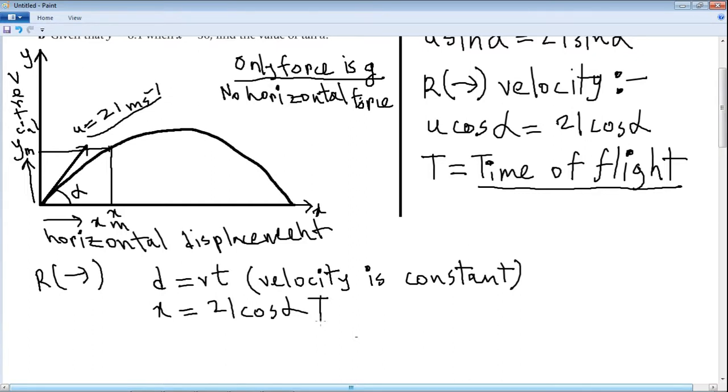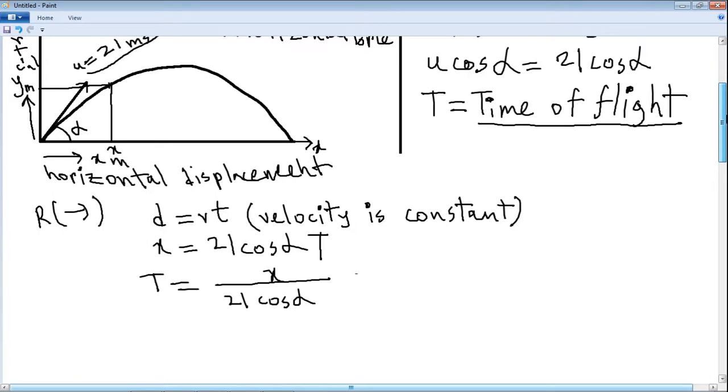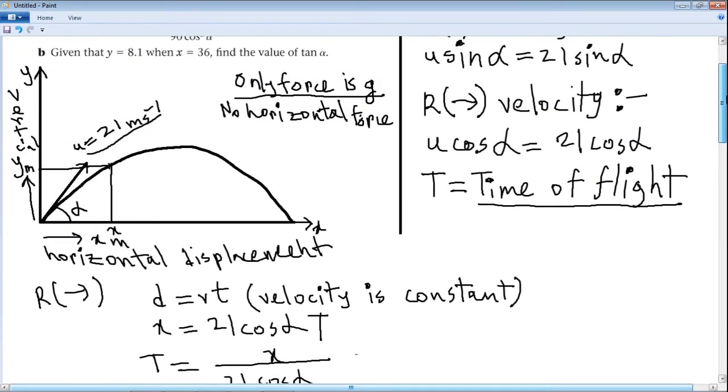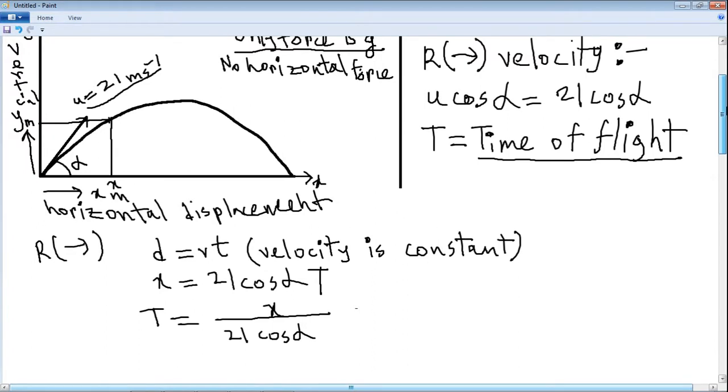Now let us make t the subject. t is equals to x divided by 21 cos alpha. So we have made t the subject. I hope that you have understood. Let us name this equation 1. So we have found one equation by resolving horizontally.